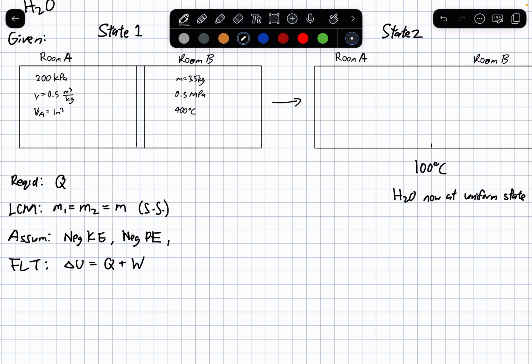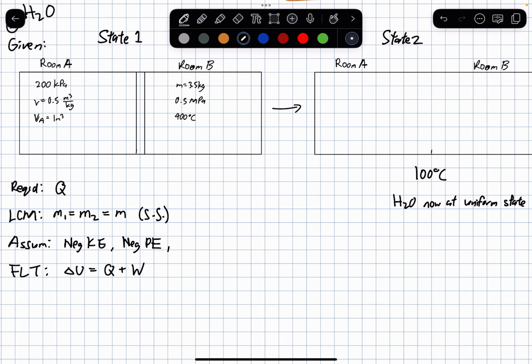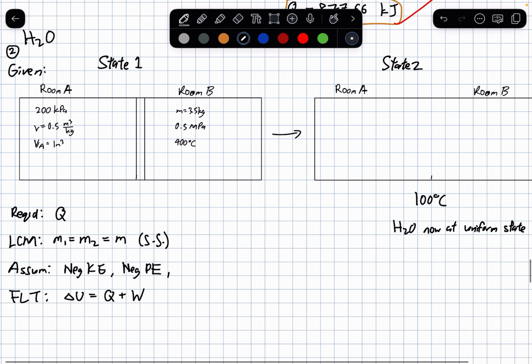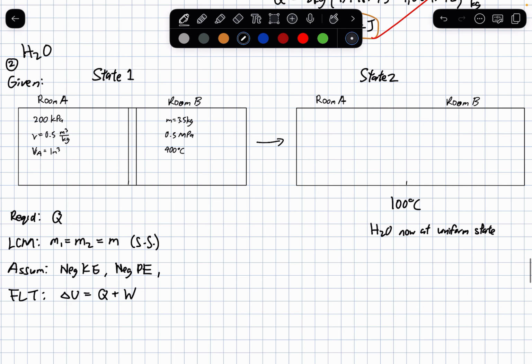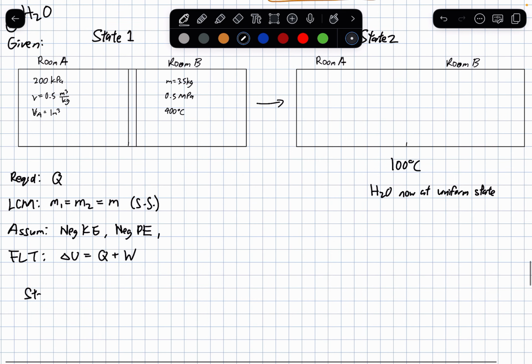Is there heat transfer? We don't know. That's what we're looking for. Do we have work? Work is zero if the process is isochoric or volume is constant. But I don't think we know that information yet. So we'll leave it at that for now. Let's go here. State 1.